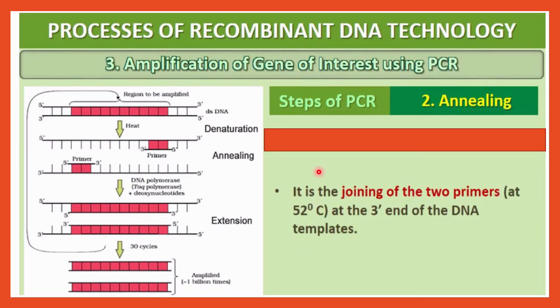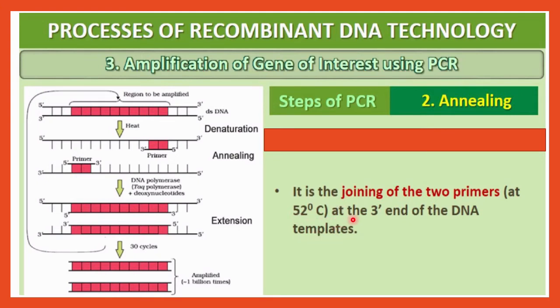After the denaturation, the next step will be annealing, in which two primers are joined. Here you can see you have to add two primers, one with this strand and the second with this strand. At that time you have to maintain the temperature at 52 degrees Celsius. Then only they will be joined.